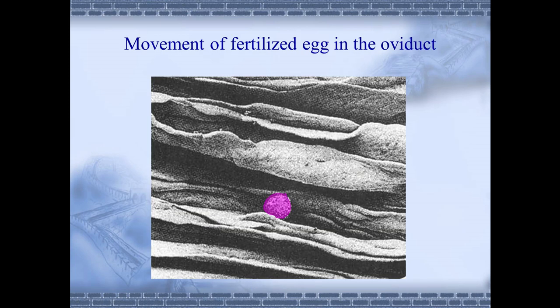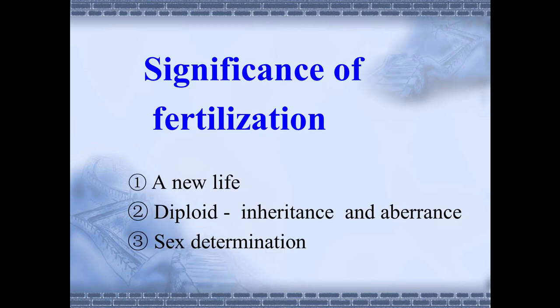You can see the fertilized egg also in the oviduct. It has to travel. Now what is the significance of fertilization? The significance of fertilization is the formation of a new life. New life. Then the diploid number is regained.